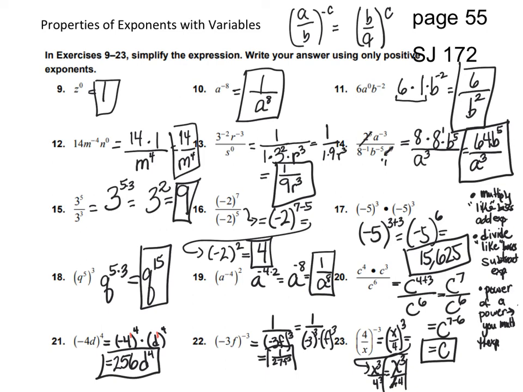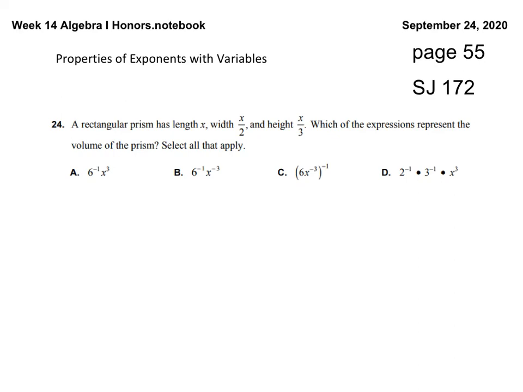I believe that's the last example. I could be wrong. Let's look at the next slide. Oh, I was wrong. One more. So for 24, this is like a multiple select question, because it says select all that apply, so there could be more than one answer. It says a rectangular prism has length x, width x divided by 2, and height x divided by 3. Which of the following expressions represent the volume of the prism?